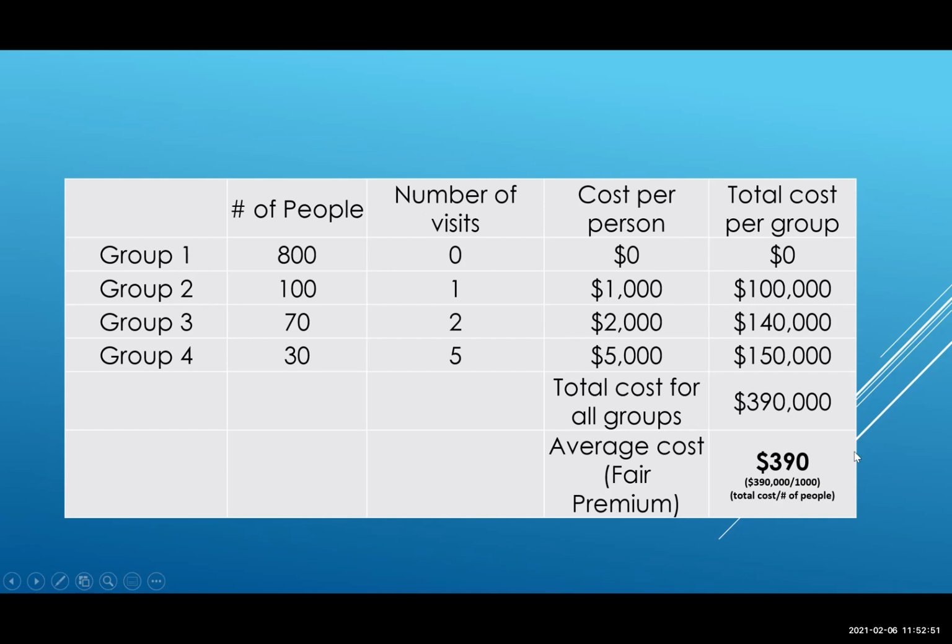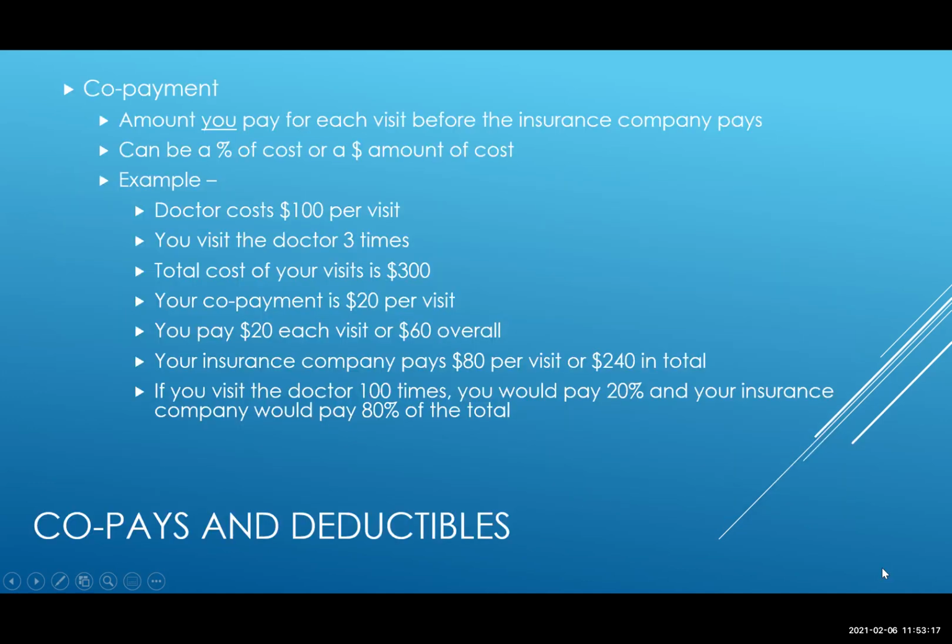Yeah, that's right. Okay. 1, 2, 3. Yeah. So 2,000 times 70, 5,000 times 30. Is that right? I'm trying to add that up in my head. Anyway, so it's 390,000 divided by 1,000, because you have 1,000 people.